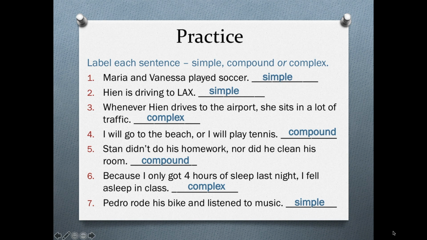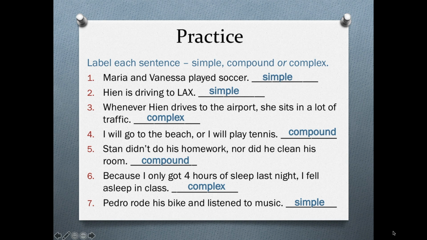This one's a simple sentence. And I'm sure some of you put compound sentence. I want to challenge you and see what you would put, because if you look at "Pedro rode his bike and listened to music," we don't have "he" in there. So Pedro rode his bike and listened to music, he's doing two things.